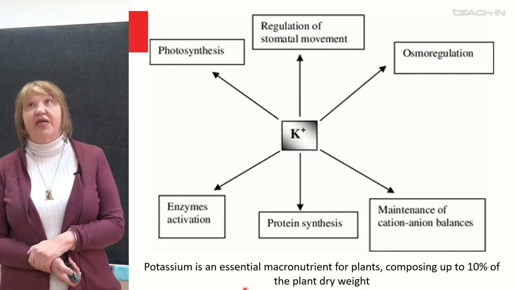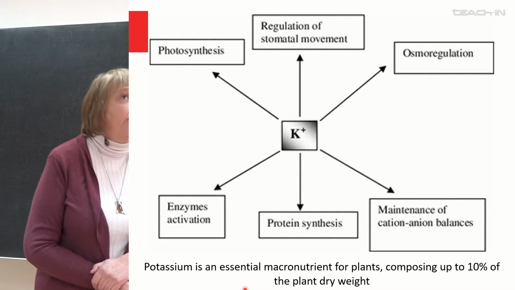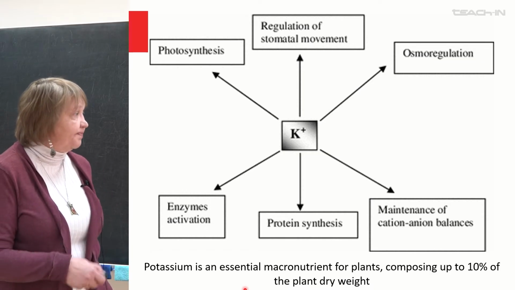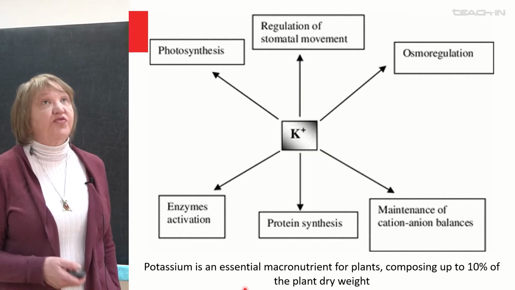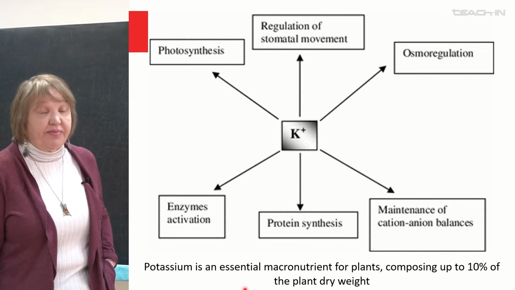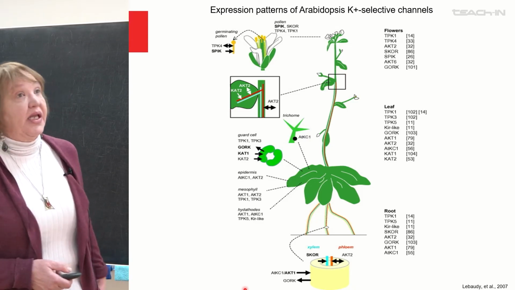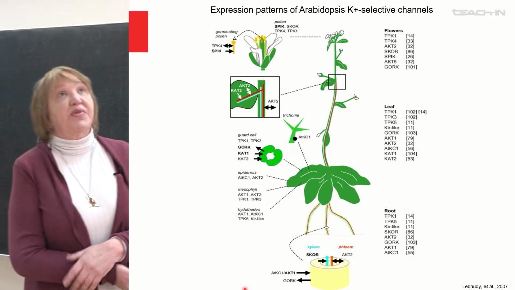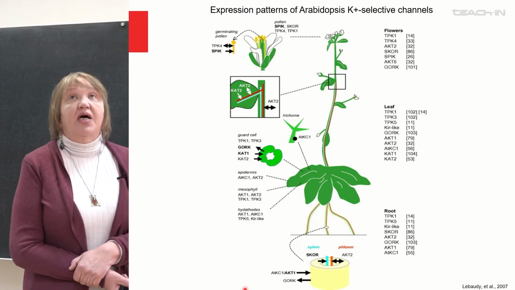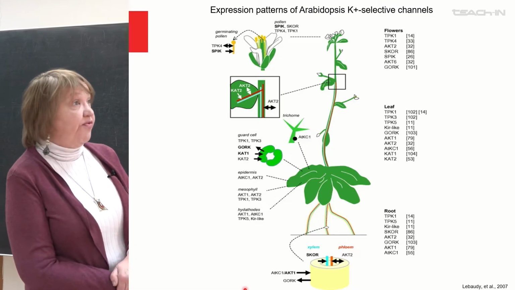It is actually a macronutrient, so it comprises up to 10% of plant dry weight. And it is involved in virtually every aspect of the plant's life. And sophisticated potassium transport systems are expressed in all tissues of the plant.